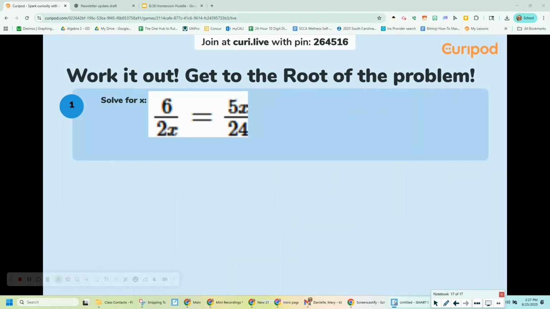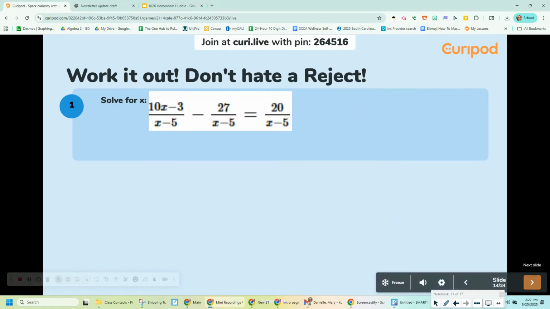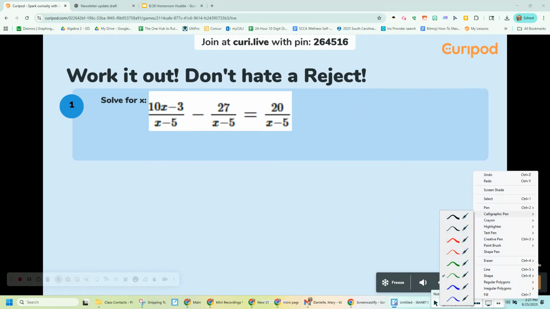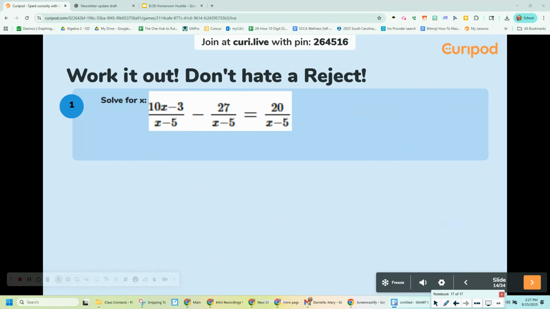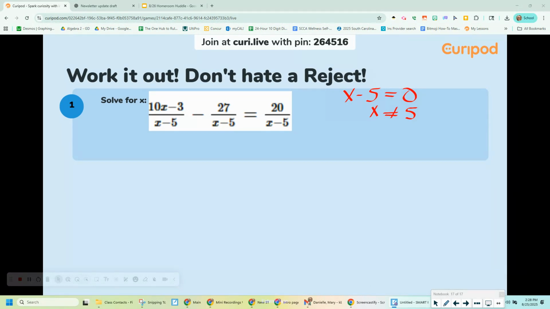How'd you do on that problem? Let's work this out. Don't hate the rejects, okay? Let's just work it out. Let's set the denominator equal to 0. X minus 5 equals 0, so x cannot equal positive 5. So according to my title there, I bet I'm going to have a solution of 5.